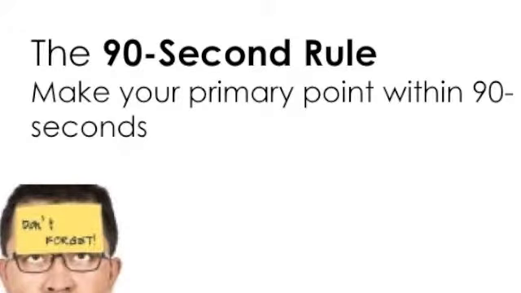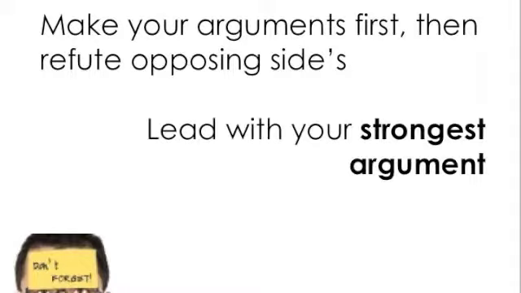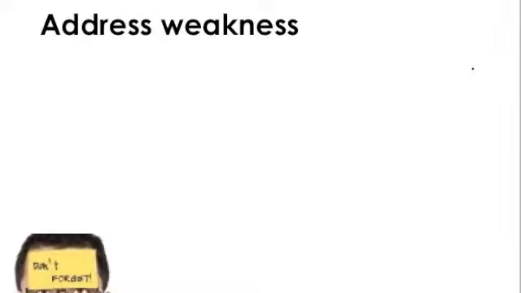Remember, every good brief should make its primary point within 90 seconds, but only about 1% of briefs actually do this. Make your arguments first, then go ahead and address your opposing counsel's arguments, or cases that have to be distinguished. Make sure to always lead with your strongest argument, and then your second strongest, and so on. As you do this, use headings and subheadings throughout your brief to help guide the reader.